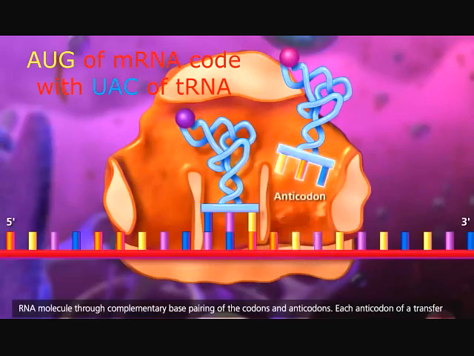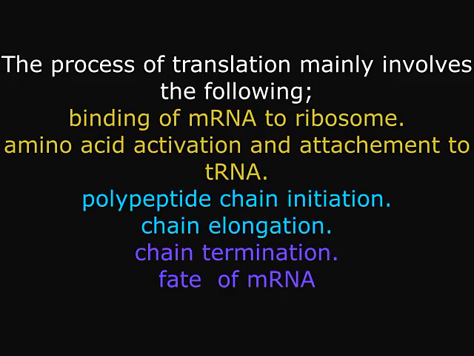Now in simple terms, the process of translation, which is the final process of giving us the protein we want, which we started from the commands from DNA, mainly involves the following. We are going to see the binding of messenger RNA to the ribosome. Then the amino acid activation and attachment to transfer RNA. Then polypeptide chain initiation, then chain elongation, then chain termination, and then we shall look at the fate of messenger RNA. What happens to messenger RNA after doing all its work?